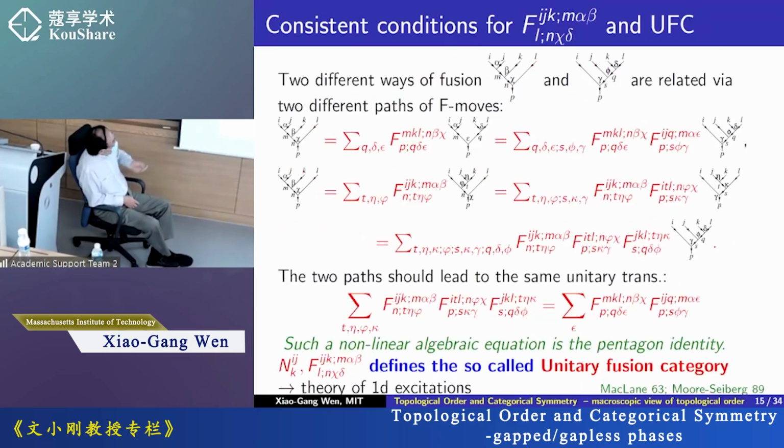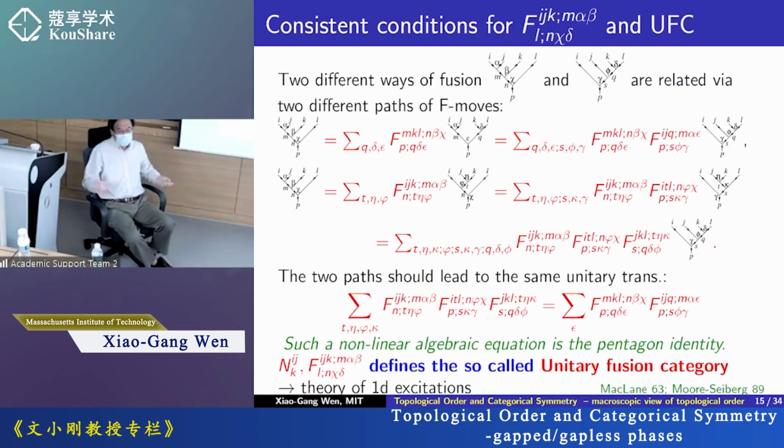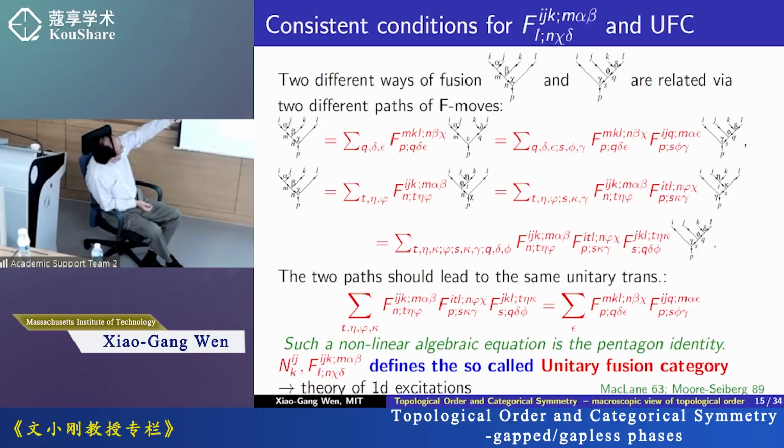And the F symbol cannot be an arbitrary unitary matrix. There is a very famous constraint called the Pentagon identity. That is when you try to fuse four particles, then from this way of fusion to that way of fusion, there are two different paths. What I am trying to say is that this order of fusion and that order of fusion are also related by a unitary matrix. But this big unitary matrix can be viewed as a composition of F symbols, which are smaller unitary matrices.